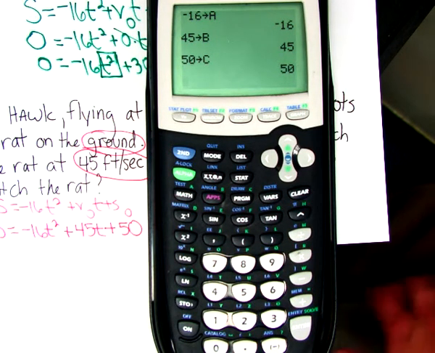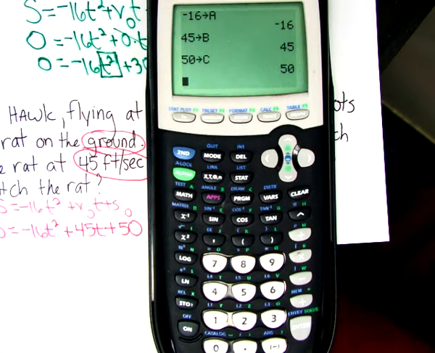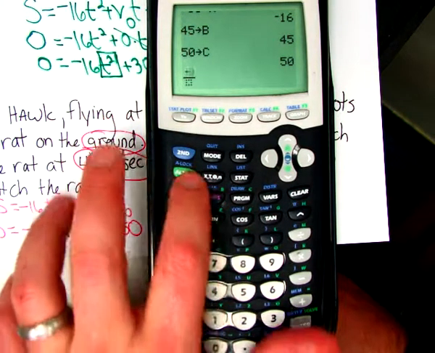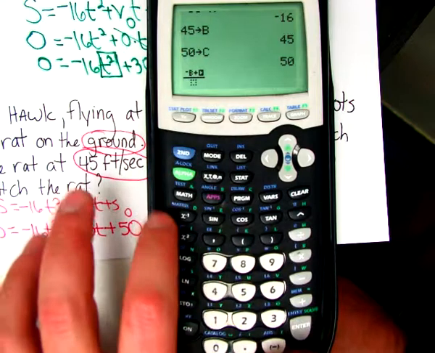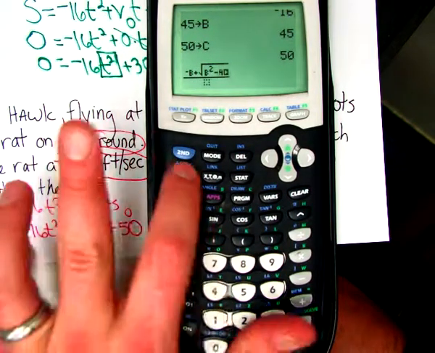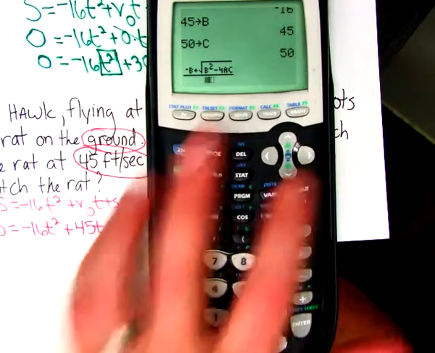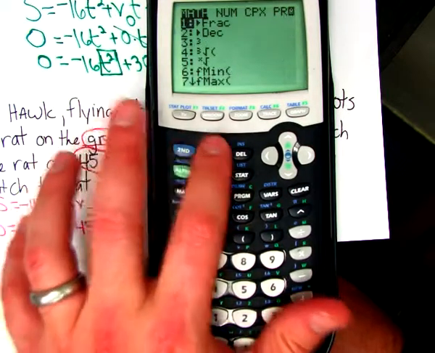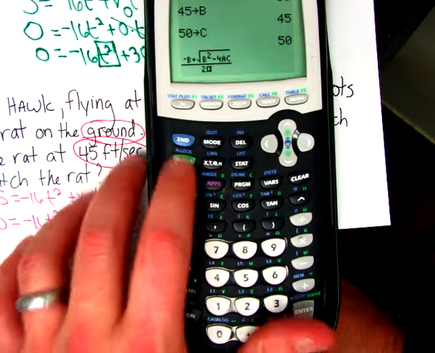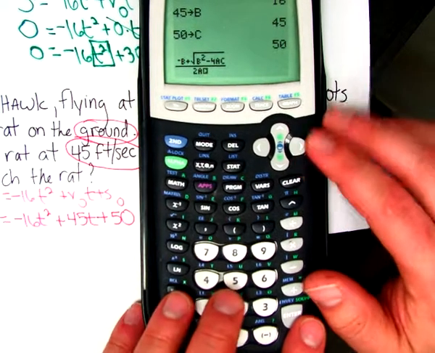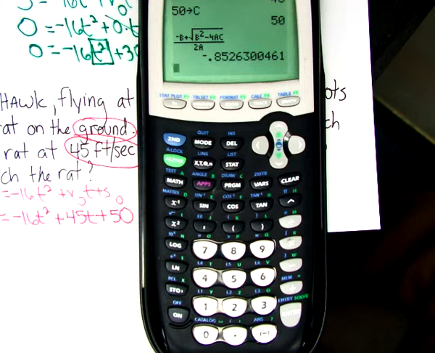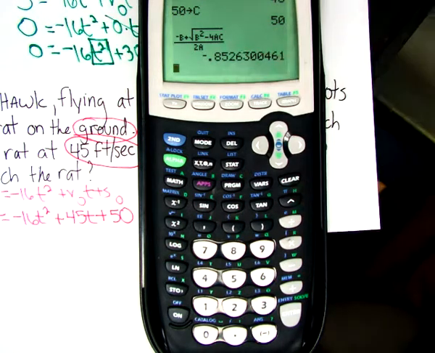So now all I have to do is type the quadratic formula. So to do that, we're going to go negative B plus the square root of B squared minus 4AC all over 2A. All right. So that puts the quadratic formula into our calculator. Hit enter, and you'll see we get our first answer, negative 0.8526.